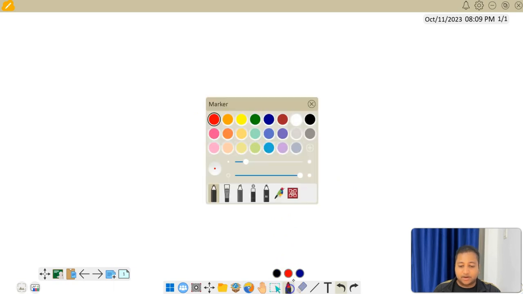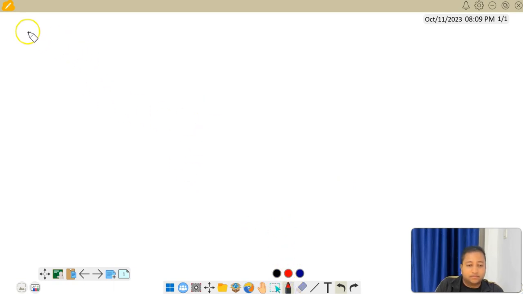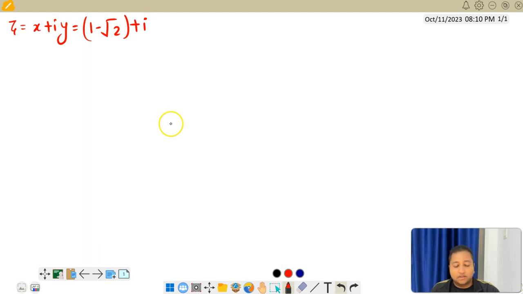Let us write the form which is given to us, which is z equal to x plus iy, which is equal to 1 minus root 2 plus i. Now see, this is the form that is given to us. We need to convert this form into the polar form. In order to better understand this, let me draw a figure here.